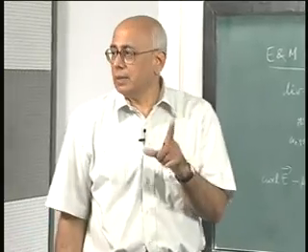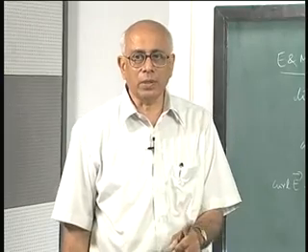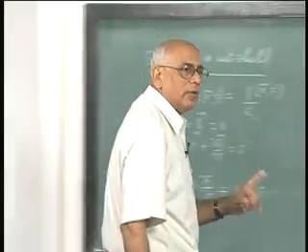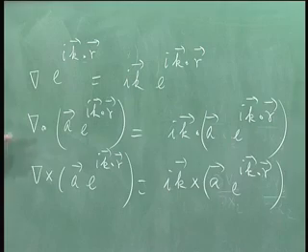Now that is marvelous, because it is really telling you that if you give me a vector a e to the i k dot r, that is a vector field where a is any constant vector, then this vector field is acting as an eigenfunction for del dot and del cross, the divergence and the curl.